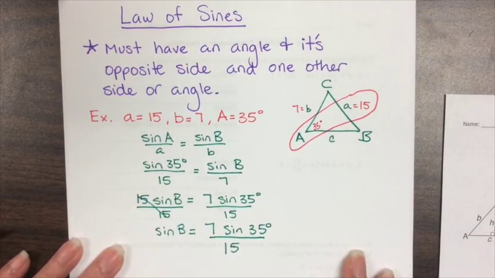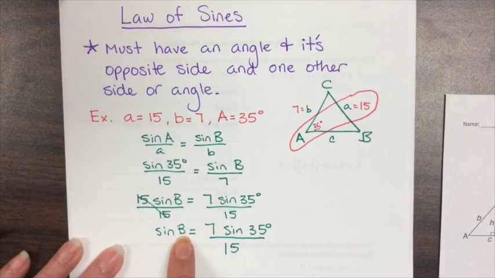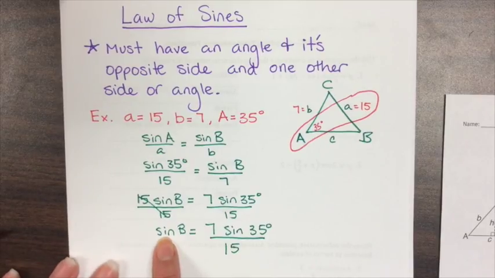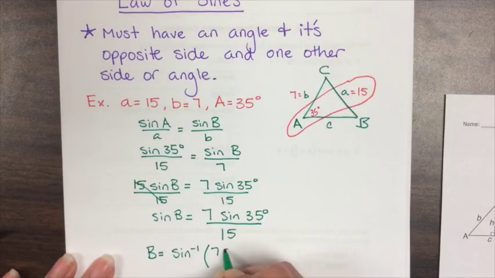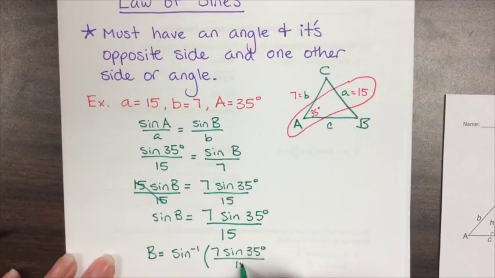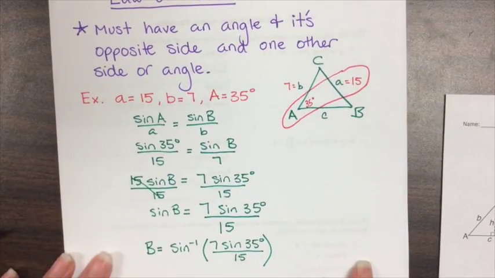Okay, in order to find an angle, we have to kind of unhitch the angle from the sine function. You can't just divide by sine. You have to take the inverse. So in your calculator, to find angle B, you are going to put inverse sine of all of this. And so 7 sine of 35 degrees over 15, and then close that.